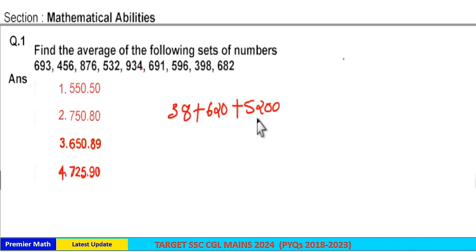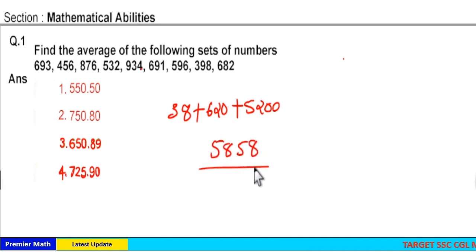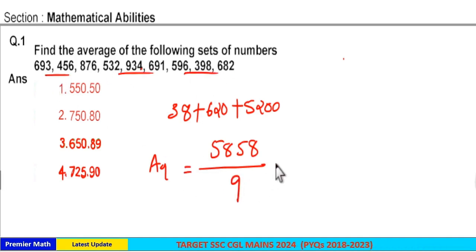So this is the sum. Sum is equal to 5200 plus 620 plus 38, which is 5858. 5858 divided by the total number, average of 9 numbers. There are total 9 numbers. So divide it by 9.